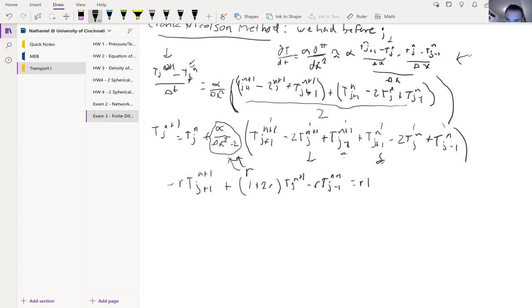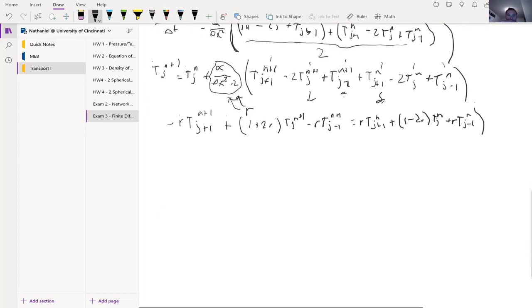So we'll have r T_j plus 1 to the n, and then that will be plus 1 minus 2r here, and then T_j at n, our previous time step, and then we'll have plus r at T, the previous position at this previous time step, T_j minus 1 to the n. Okay, so now we can do our stability analysis on this.